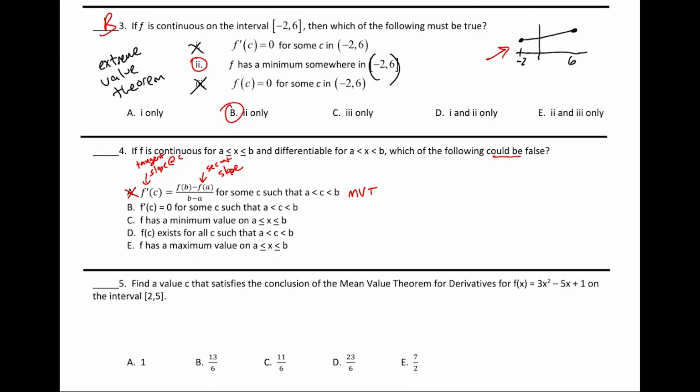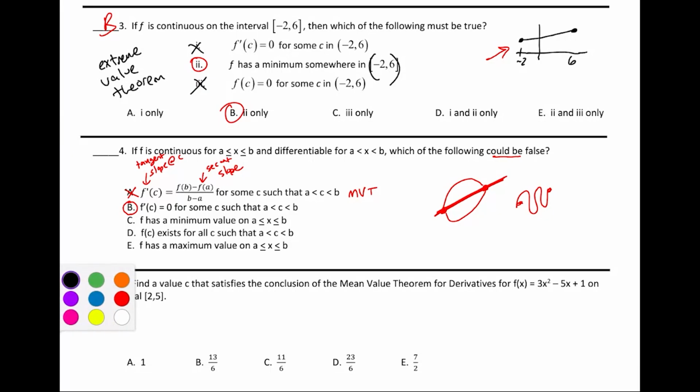B says f prime equals 0 for some c value. Now, that actually could be false, right? Just because we have continuity and differentiability on this interval doesn't necessarily mean that the slope has to be 0. No matter how I draw this function, maybe it's like this, but especially if it's linear, the slope does not necessarily have to be 0. So I'm pretty sure that's going to be our answer. But again, with these kinds of problems, you want to double check the rest of them to see if they could be false also, and see if there's some flaw in our logic.